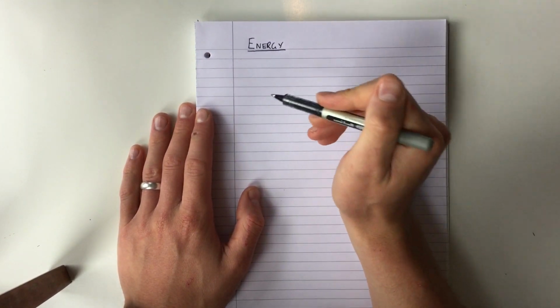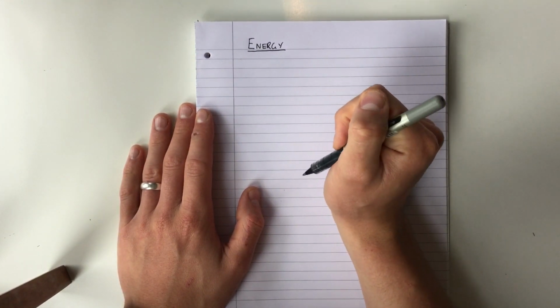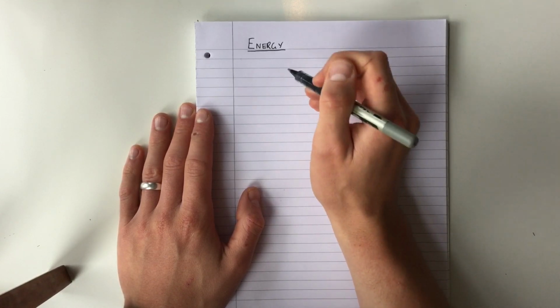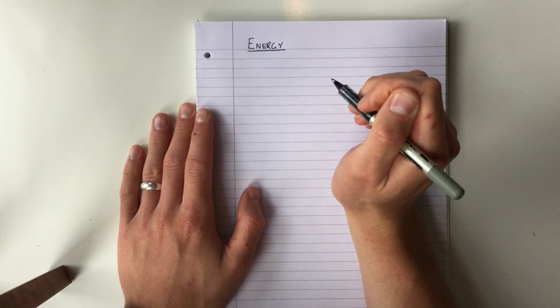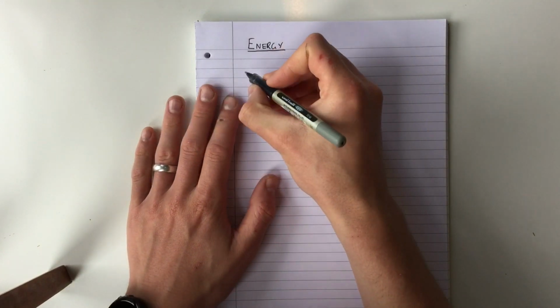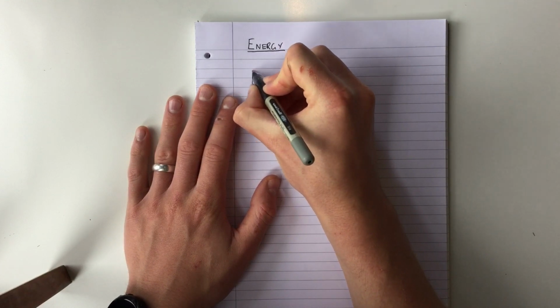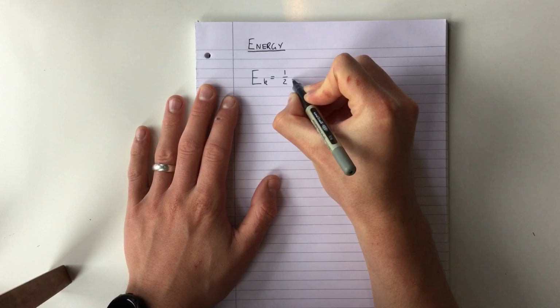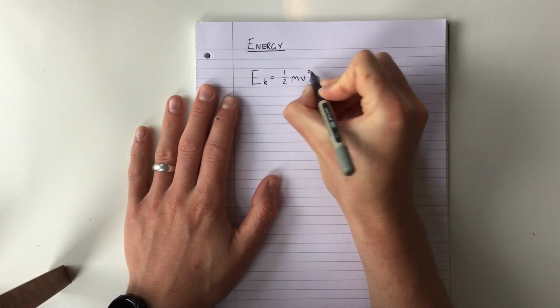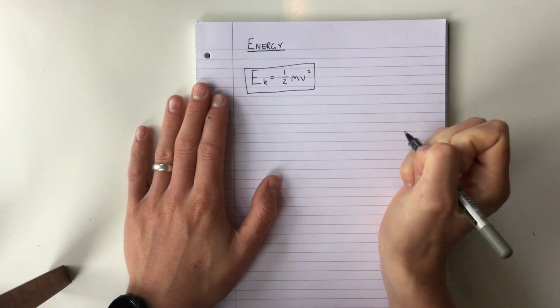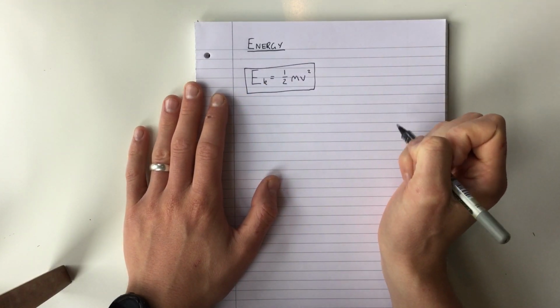Now the word kinetic should ring bells from S1 science. Another word for kinetic is movement. So this energy is movement energy, which relates to a whole bunch of stuff in the universe. The equation for this looks like the following: EK equals a half mv squared. That's why we box around that. EK equals a half mv squared.